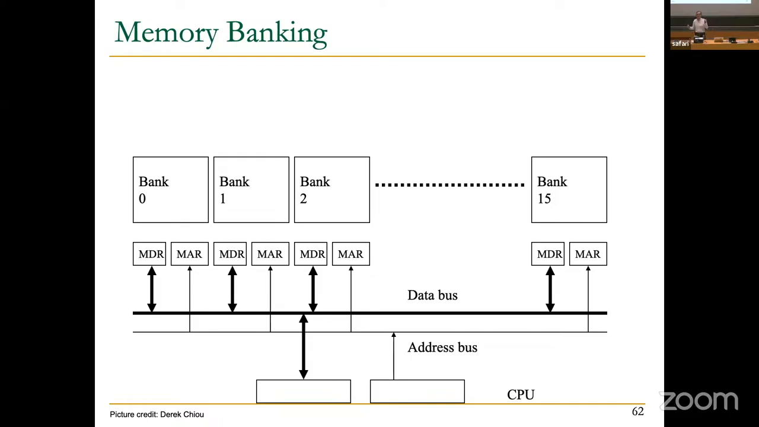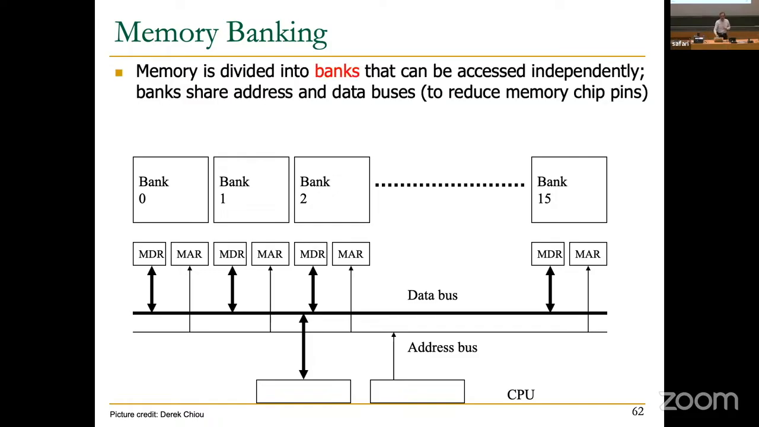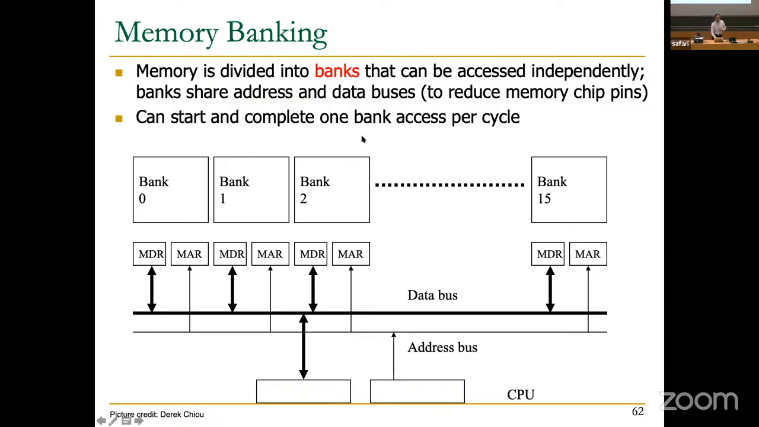And if each bank takes 11 cycles, you just need 11 banks, right? But of course, 11 is not a great number to distribute your addresses to, because our addresses are fundamentally powers of 2. So that's why I have 16 over here. Okay, so basically memory is divided into banks that can be accessed independently, but banks share address and data buses to ensure that memory chip pins are not increased. We're going to talk about that a lot when we talk about memory design next week. This way you can start and complete one bank access per cycle.